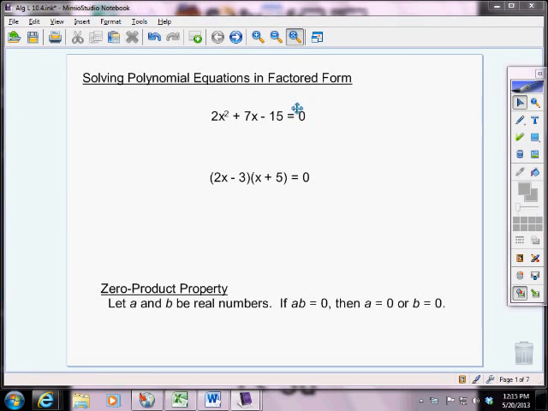One of the ways we can solve a polynomial equation is to set it equal to 0 and put it in factored form. Look at this example here. It says 2x squared plus 7x minus 15 equals 0. That's a quadratic equation, a quadratic in standard form.